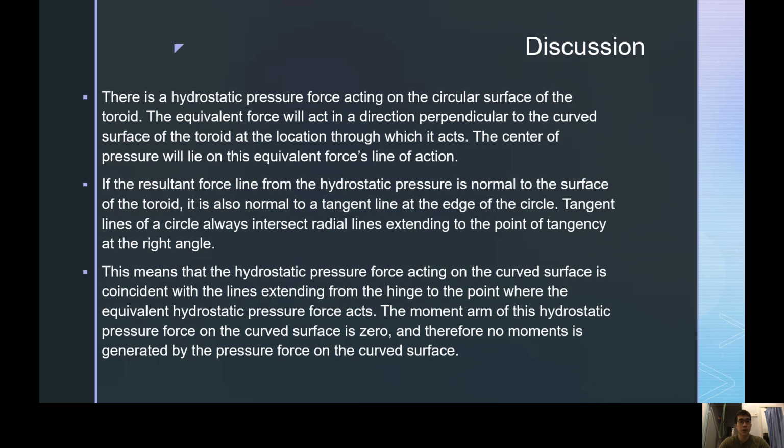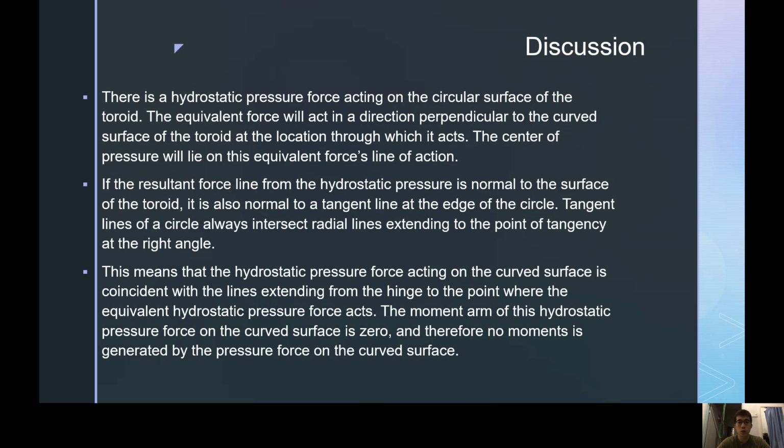A discussion from this experiment. There is a hydrostatic pressure force acting on the circular surface of the toroid. The equivalent force will act in a direction perpendicular to the curved surface of the toroid, at a location through which it acts. The center of pressure will lie on this equivalent force line of action. If the resultant force line from this hydrostatic pressure is normal to the surface of the toroid, it is also normal to a tangent line at the edge of a circle.